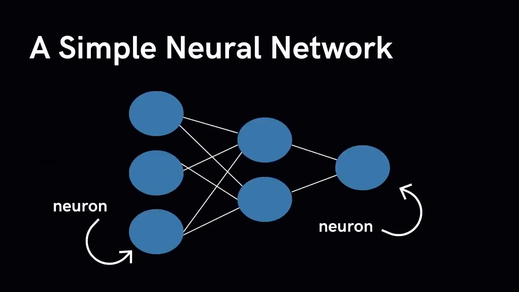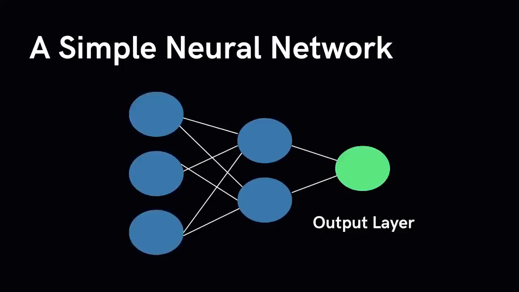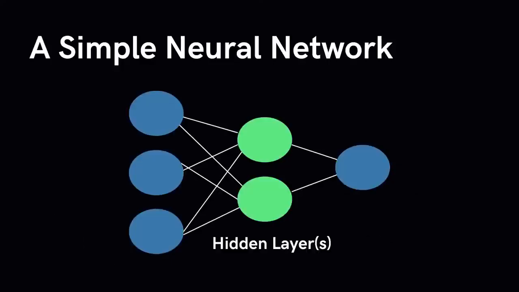In a neural network, information propagates through three essential components that form the basis of every neural network architecture: the input layer, the output layer, and several hidden layers between the two. In the next video, we'll go over the learning process of a neural network.